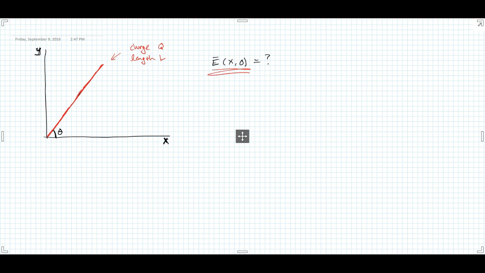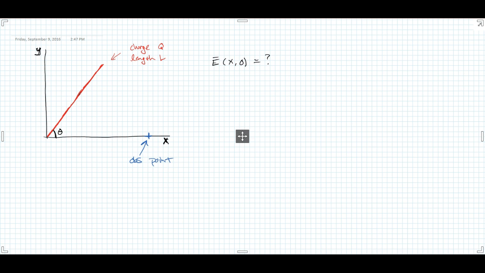So I'm looking for the electric field, which is a vector, as a function of x, where y is already set equal to 0. I'm going to set the whole problem up with that condition right from the beginning, so the field that I calculate will correspond to y equal to 0. Let me draw a picture of where I'm going to evaluate the field. This is my observation point. Now I need to construct the integral that will calculate the field at that observation point.